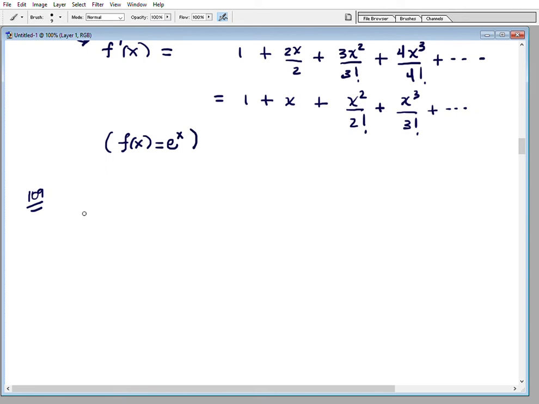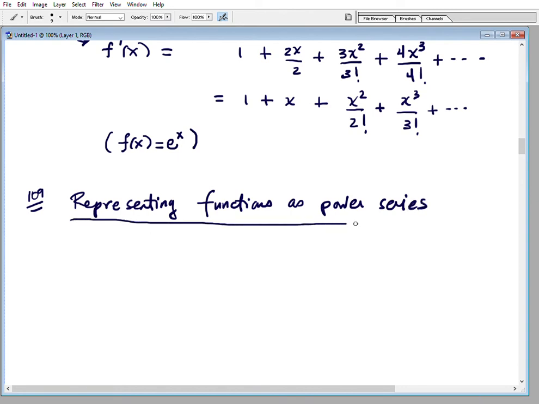Okay, so 109 is called representing functions as power series. So let's just review what we did in the previous 3 sections.